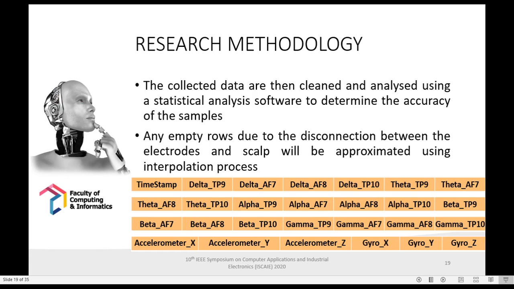So after we have collected the data, we do some cleaning and statistical analysis using statistical analysis software to determine the accuracy of the samples. But before that, if there are any empty rows between the collected data, we would do some approximation of values using an interpolation process. These are the rows that we actually collected: timestamp, delta, theta, alpha, beta, gamma, accelerometer, and gyro, which are the inertial sensing data.